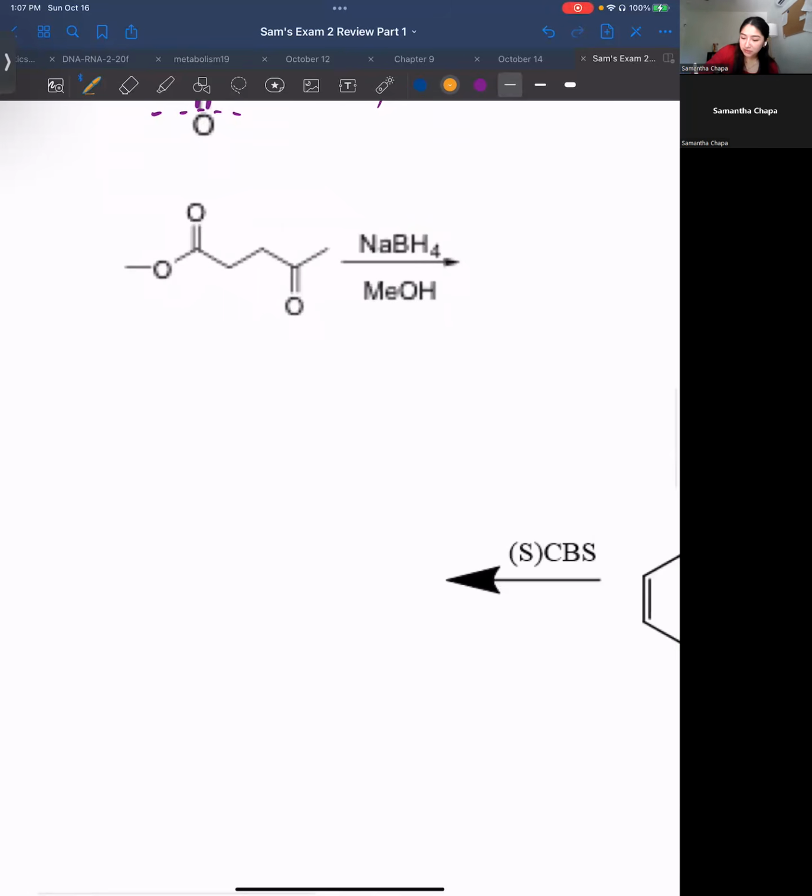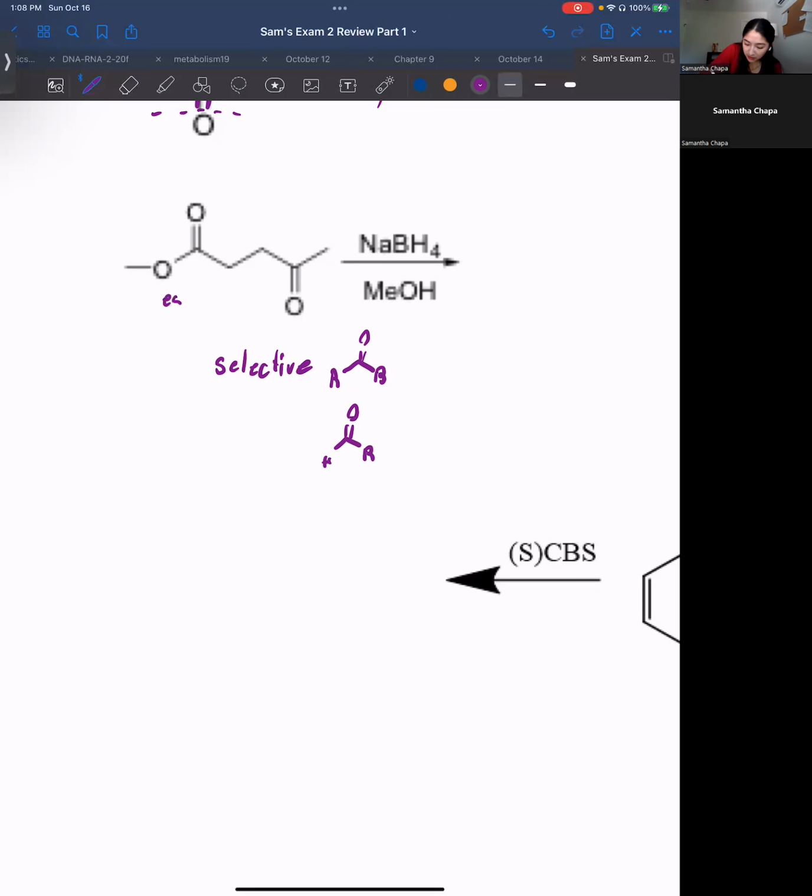This next one, I think it's a really good one. So NaBH4, sodium borohydride, is a reducing agent, and it's selective for ketones and aldehydes. So if it's selective for ketones and aldehydes, what I'm going to do is analyze my compound that I'm reacting it with.